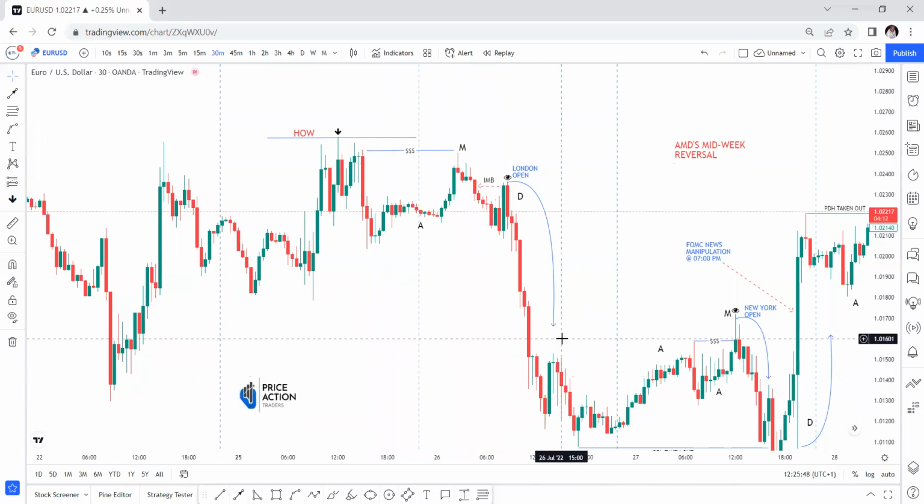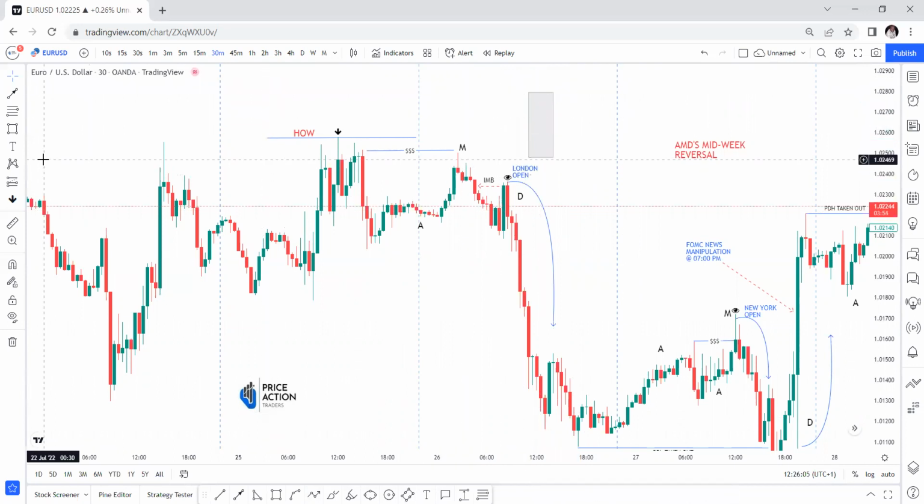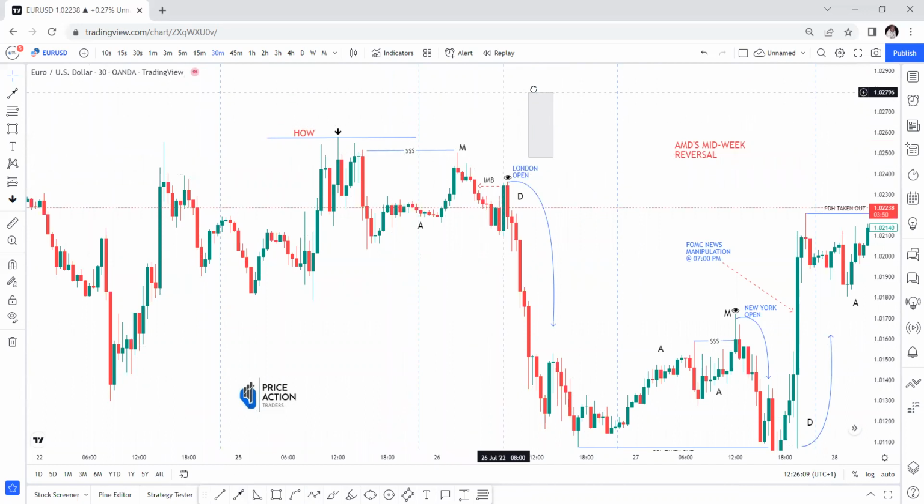If you combine this 30-minute chart into a weekly, you are going to get something like this, where price makes a push higher, where price opens in a new week. That's purely AMD. This is AMD for the week.